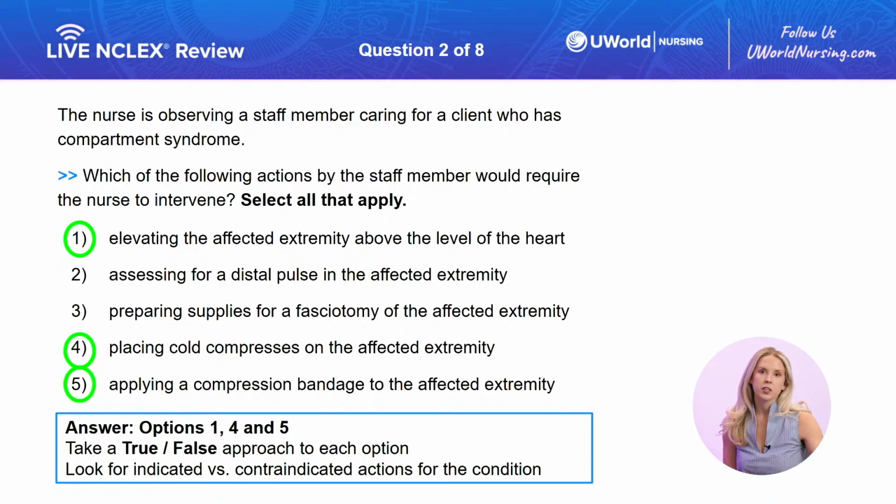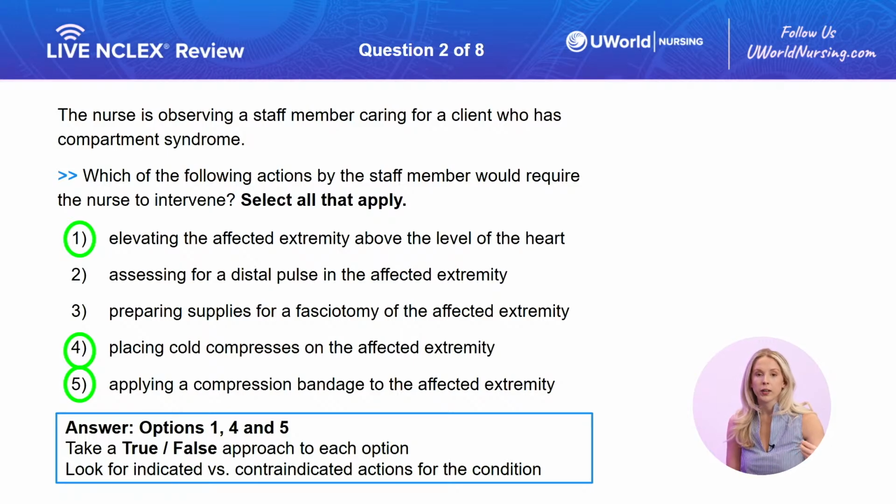Other manifestations include prolonged capillary refill time, as well as a general coolness over the affected extremity, and these occur due to that tissue ischemia. So if left untreated, this can lead to the loss of limb function, paralysis, tissue necrosis, and eventually even loss of that limb. So when we're caring for these clients with compartment syndrome, we want to make sure that we position the affected extremity at the level of the heart because we want to maintain that perfusion. We don't want to put it above the level of the heart, which is why option 1 was incorrect and we have to intervene on it.